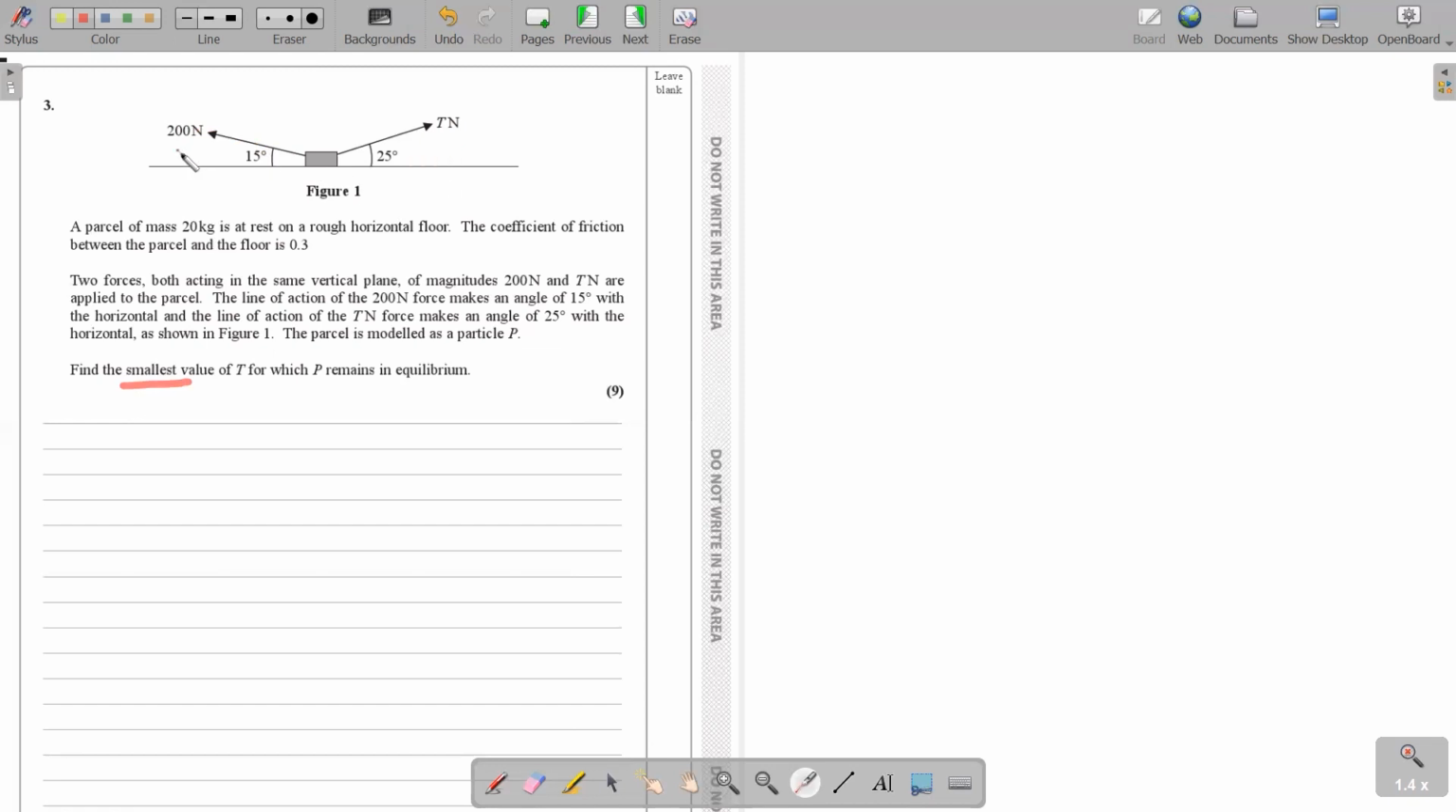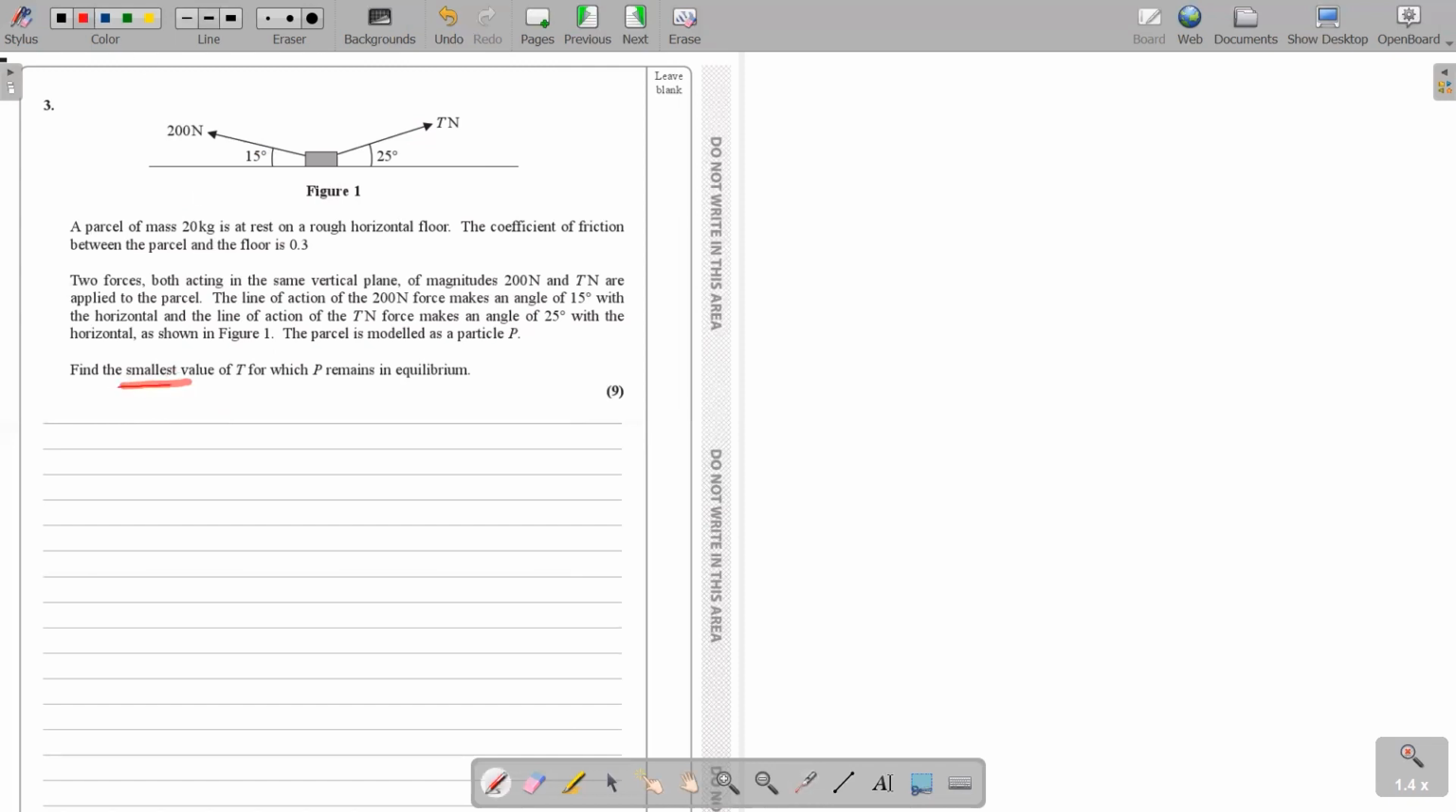Do you understand? However, if they say that T is the greatest value, what's the biggest value we could get for T? If this is really large, then we need to apply friction the other way. In that case, both of them together are balancing out the T, which means that T becomes as large as possible. Understood? So that is where the value of the smallest and greatest plays its part. And this is something they definitely test in the exam.